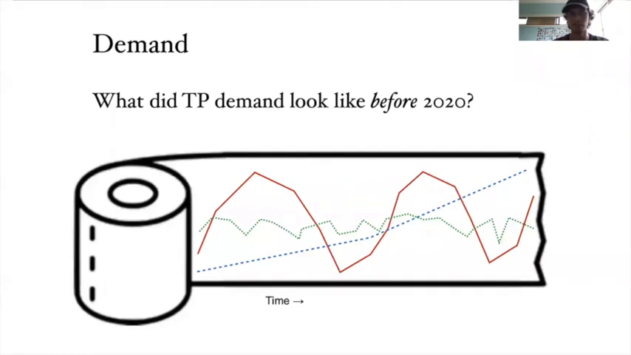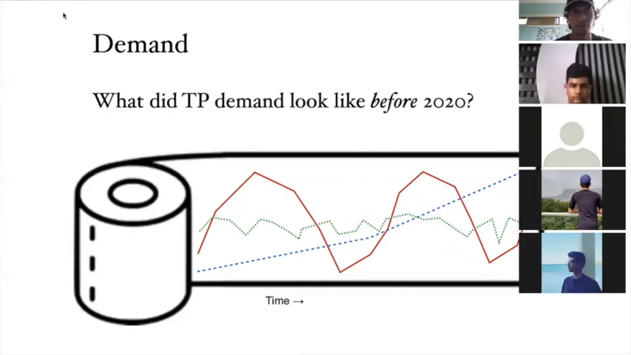So I want you guys to think about the demand side of it. What would the toilet paper demand look like before 2020? This slide shows three different graphs. One is the blue one, which has the increasing slope. The red is the ups and downs of demand, and the green is very steady demand. It's more or less growing and also becoming less at the same time. So use the chat function or unmute yourself to let us know what the toilet paper demand would have been before 2020, before the pandemic.